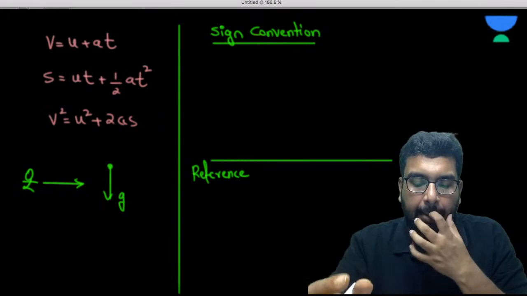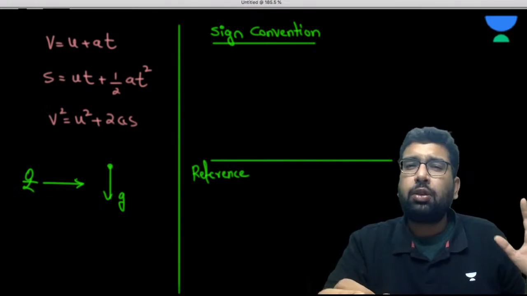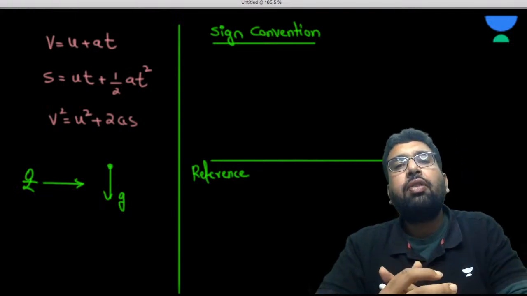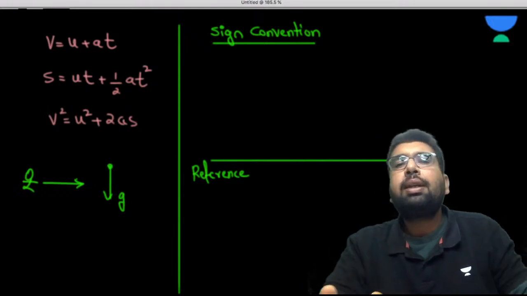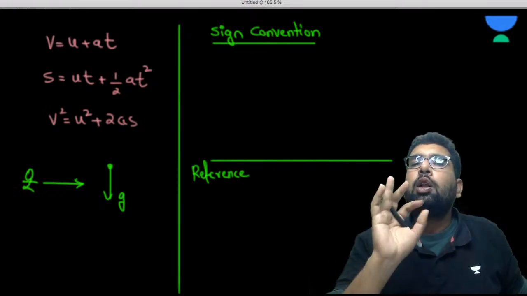So I am telling you some sign conventions using which we can very easily solve any problem which comes under motion under gravity. This will give you the basics of solving projectile motion, and also the simple problems in which constant acceleration is involved. Now please understand this.